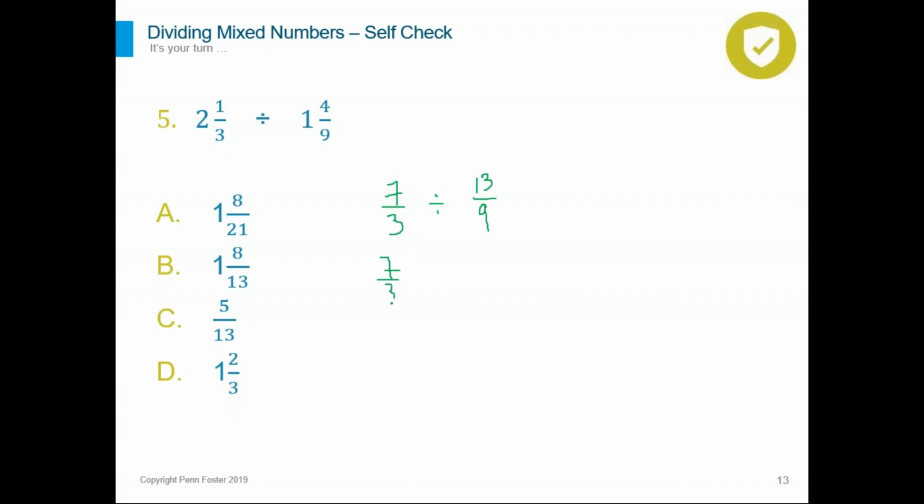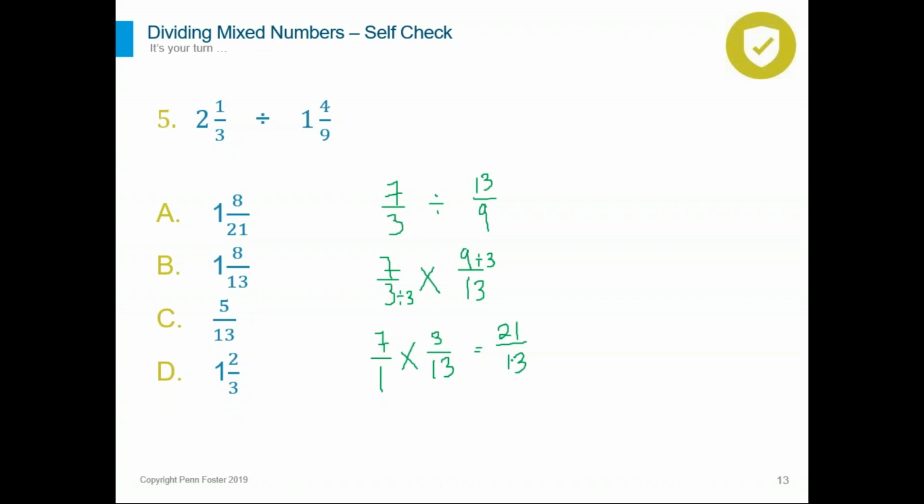We have 7 over 3 times 9 over 13. I see 9 and 3. There is a common factor, 3, eliminated by dividing over it on top and bottom. So you have 7 over 1 times 3 over 13. Look again, 7 and 1, nothing. 7 and 13, nothing. 3 and 1, no. 3 and 13, nothing. Then we're ready to multiply across. 7 times 3 is 21. And 1 times 13, of course, is 13.